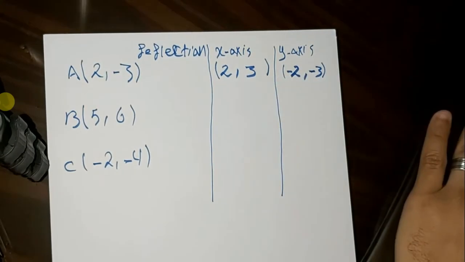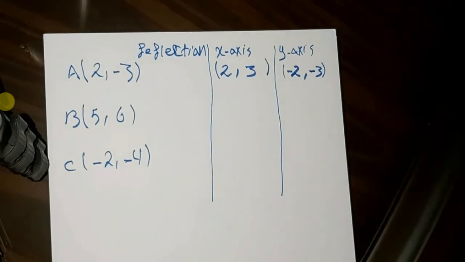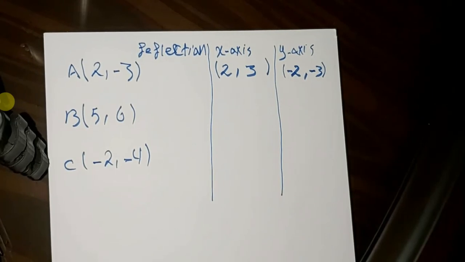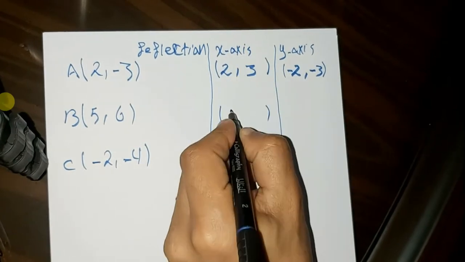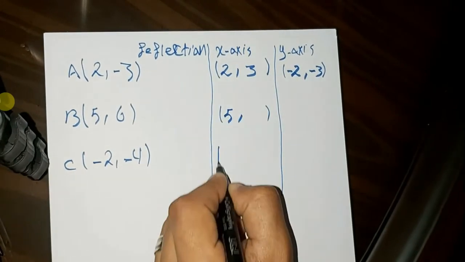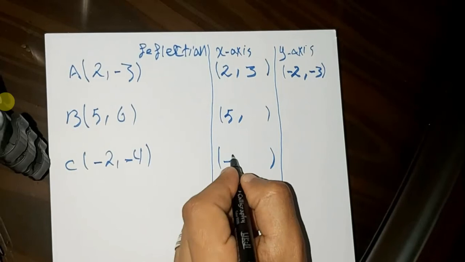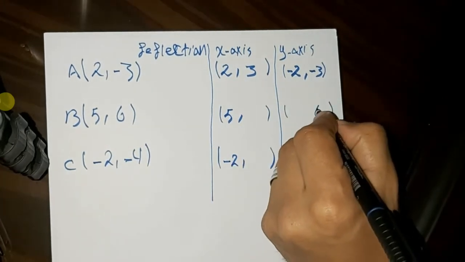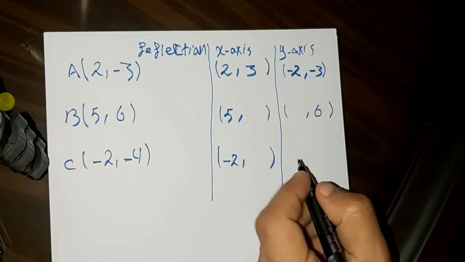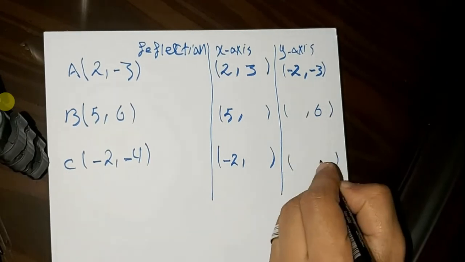So if I want a reflection on the x-axis, I will keep x as it is and change the sign of y. And if I want a reflection on the y-axis, I will keep y as it is and change the x part. X-axis, I keep x as it is. Y-axis, I keep y as it is.